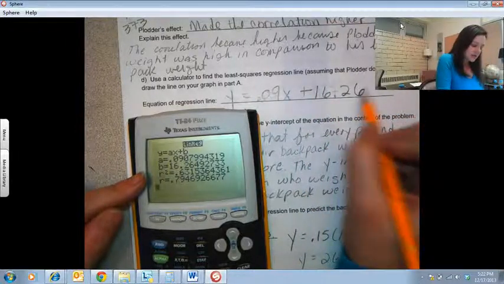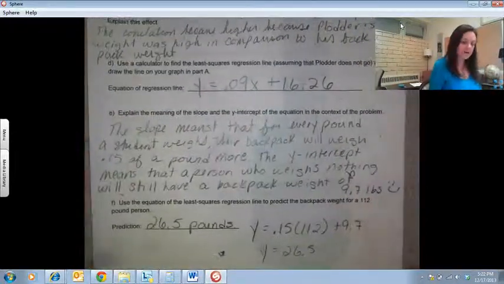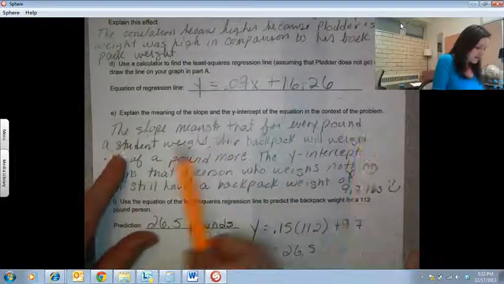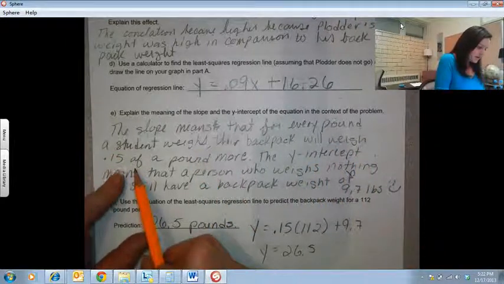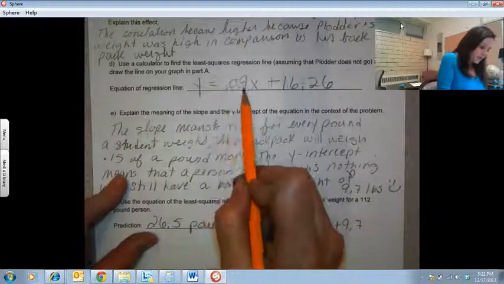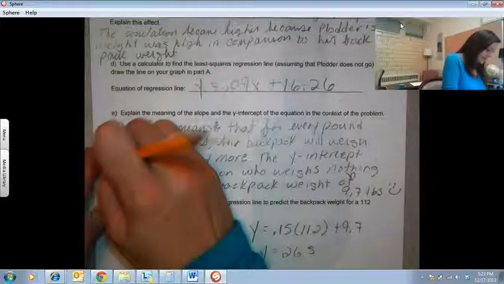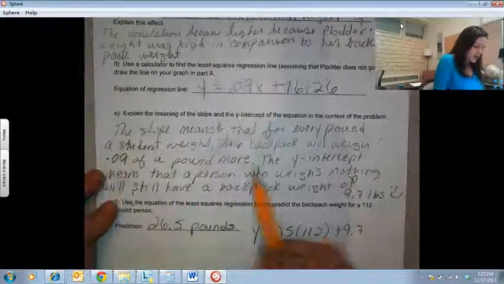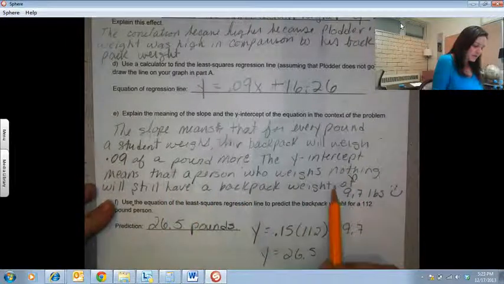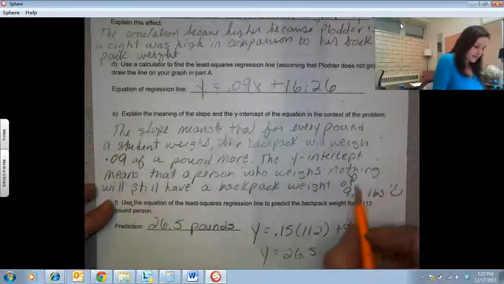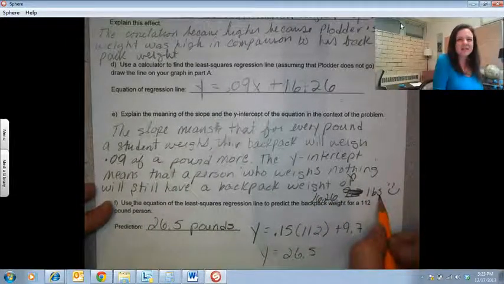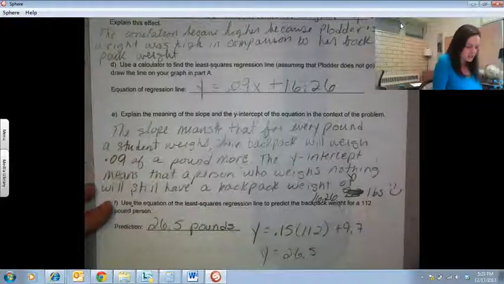16.26. What do these mean? I wrote it down for what I had written down already. So the slope means that for every pound a student weighs, their backpack will weigh 0.09, because that matches my slope number, 0.09 of a pound more. The y-intercept means that a person who weighs nothing will still have a backpack that weighs 16.26 pounds. So even though that doesn't make much sense, that's what it means in this real life situation.